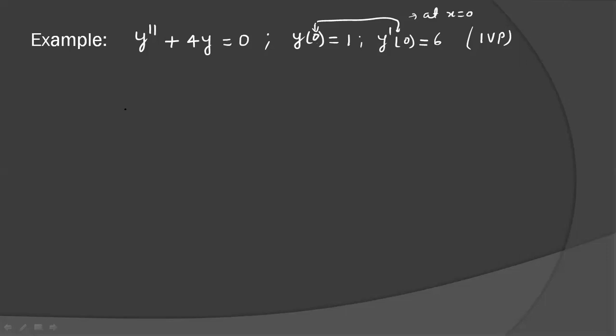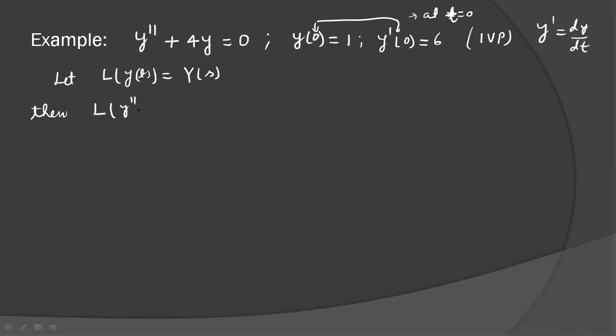So how to solve it? Here y is a function of x or t. If you are representing y dash by dy by dt, then it means it is given at t equal to 0. Suppose y is a function of t here, it means initial conditions are given at t equal to 0. It is y at 0, it is the derivative of y at 0. So it is understood that y is a function of t. Let Laplace of y(t) equal Y(s). Then I told you what will be the Laplace of y double dash t.